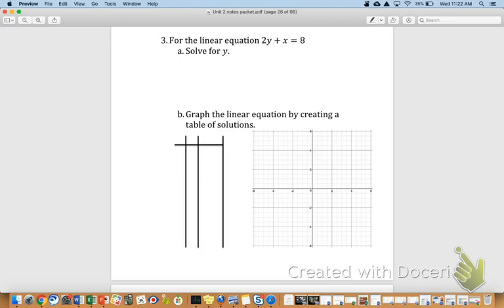So you've got a linear equation, 2y plus x equals 8. The first instructions are solve for y. So let's see if you guys can get the y all by itself first. For part A, all it is solve for y. Get the y by itself, and then we'll create our little table and try to create our graph from that. Remember, the points on the graph of the line make the equation true.